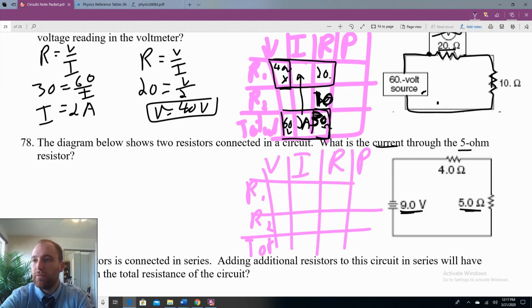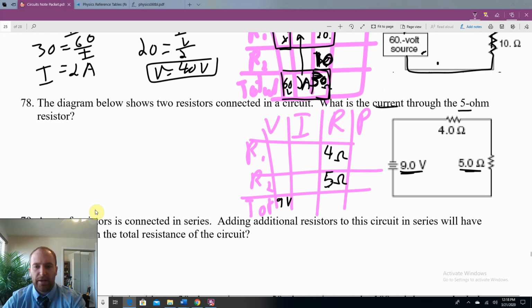Alright, filling in what we know. We know we've got a 4 ohm resistor, a 5 ohm resistor. We've got a 9 volt battery. It says 9 volts, I'm just really zoomed in so it's blurry. Okay, again, we want the current through the 5 ohm. That is this right here, right? The current through the 5 ohm.